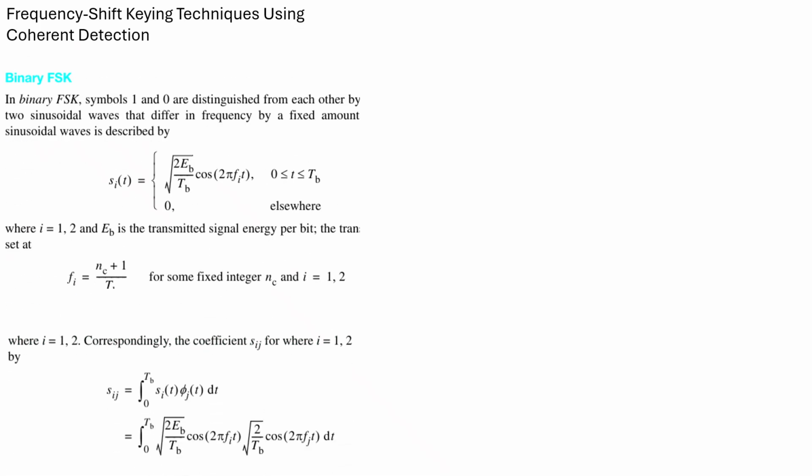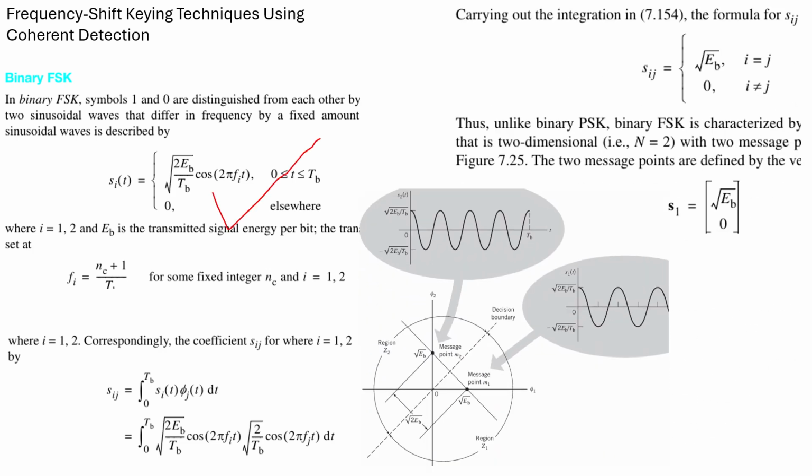Okay, similarly here binary FSK, like here different frequencies will be there, right? And the signal space diagram also you can draw.